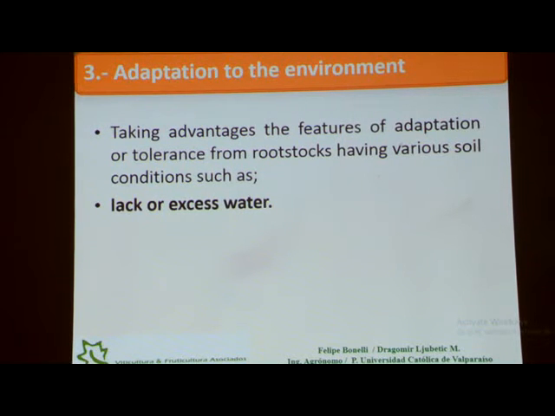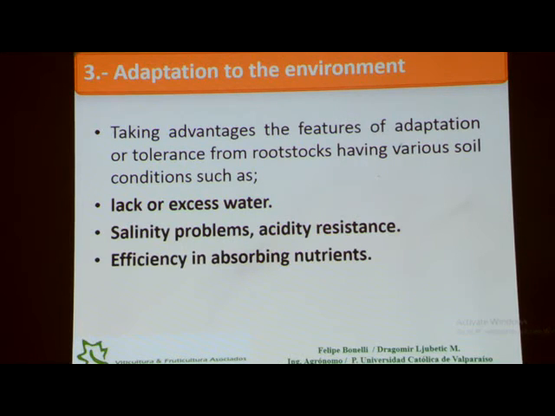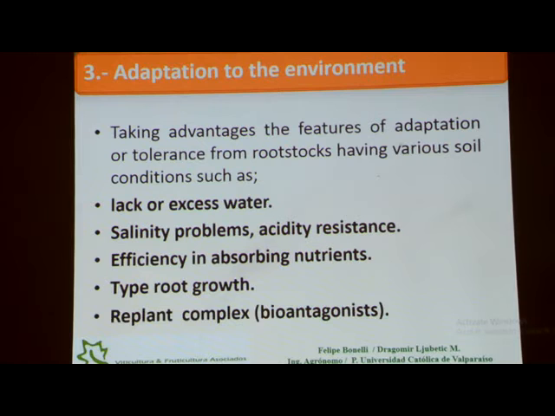So the rootstock adapt to the environment, resisting lack of water, excess of water, salinity problems, and they get more efficiency in absorbing nutrients. The type of root growth will be different, and they will resist replant complex like nematodes.